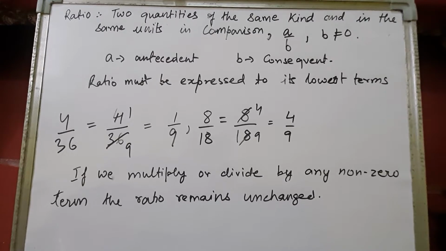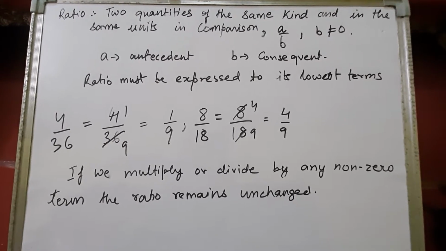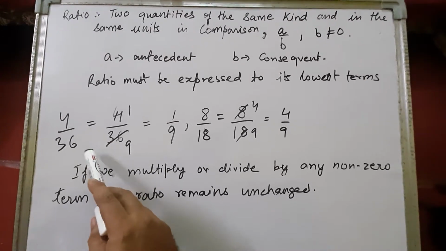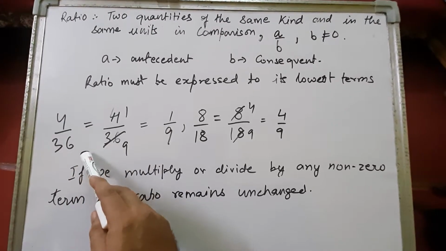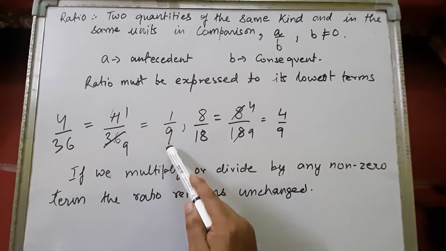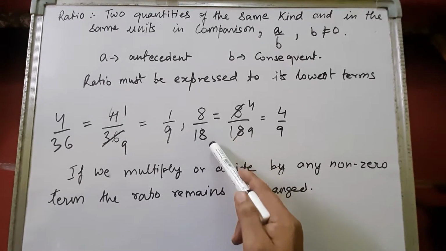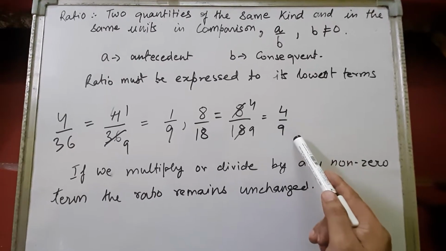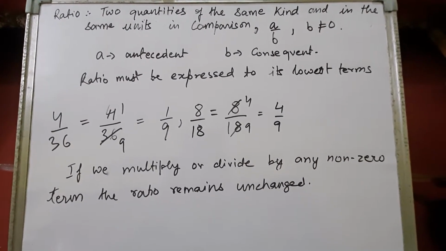Then there are a few important points that need to be remembered. A ratio must be expressed in its lowest terms. We have already studied this. Suppose 4 upon 36 is written, then you can see the antecedent and consequent both get divided by 4. 4 ones are 4 and 4 nines are 36. So the ratio in lowest terms will be 1 by 9. Right, children? Suppose 8 upon 18 is written, so we can cancel both by 2. 2 fours are 8 and 2 nines are 18. So now 4 upon 9 will come. Now they have HCF 1, so this 4 by 9 is in lowest terms.